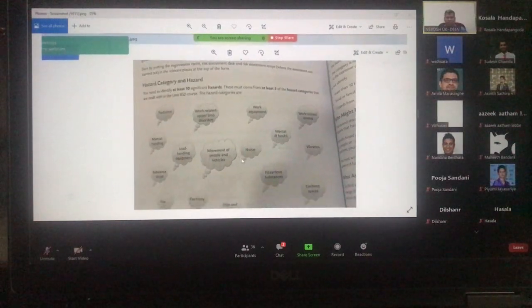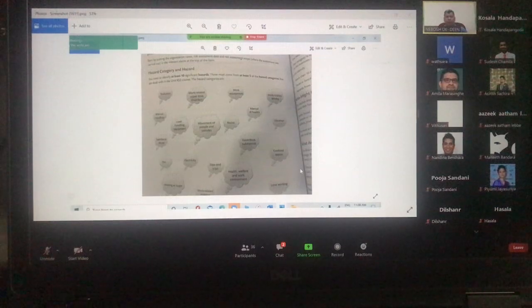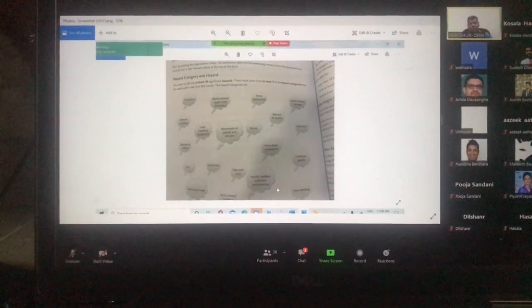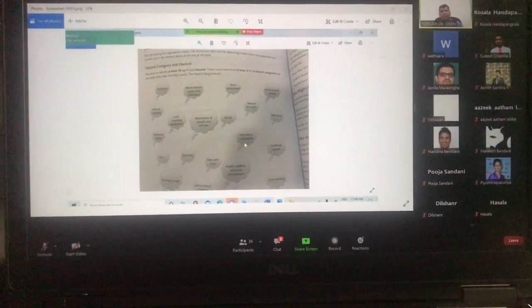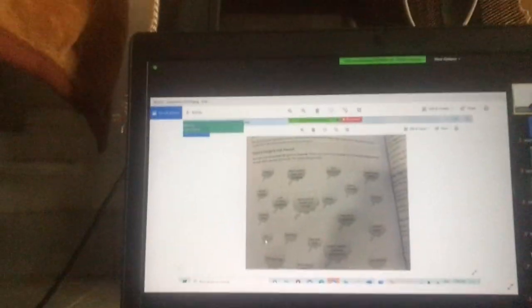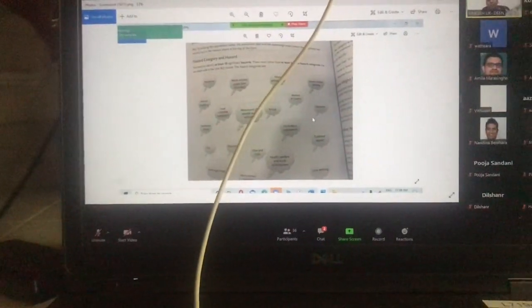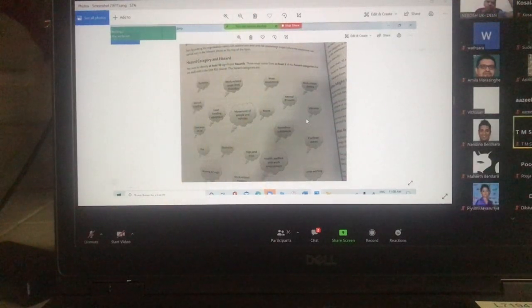See? Okay. So for dust, what he says here, hazardous substances. Noise is also one hazard category. Fire is one hazard category. Vibration, and more than 20. Chemical, gun, electricity.